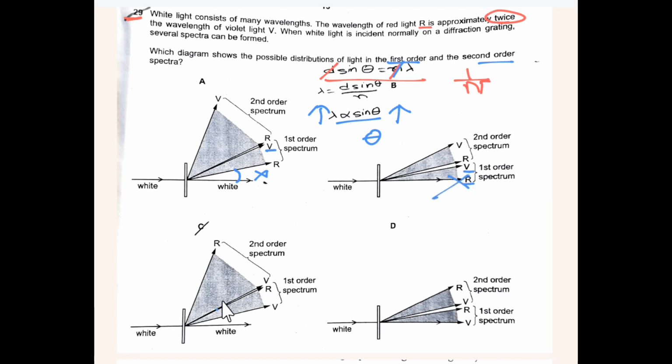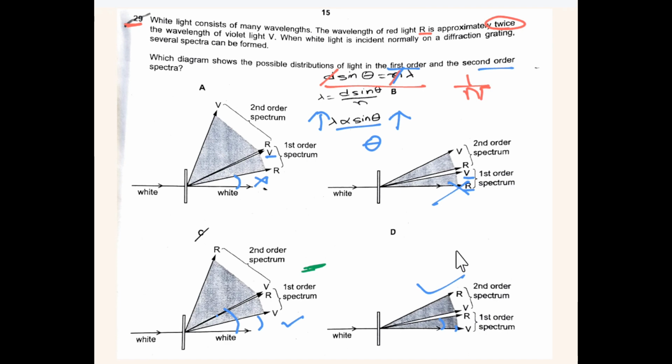But here we can see that the angle of red light is more than the violet light, so this could be the answer. Then the angle of red light is more than the violet light here too, so this could be the answer. So the answer could be either C or D.